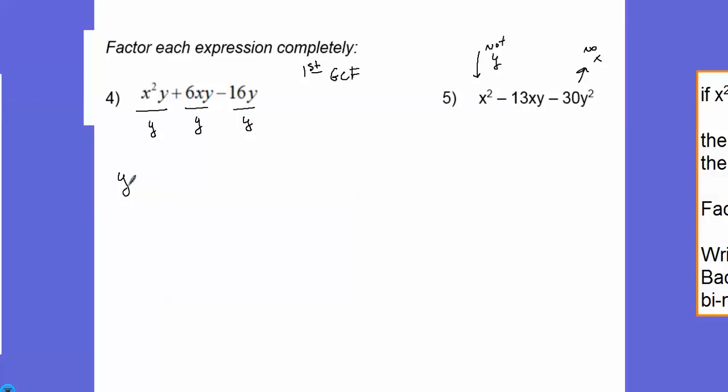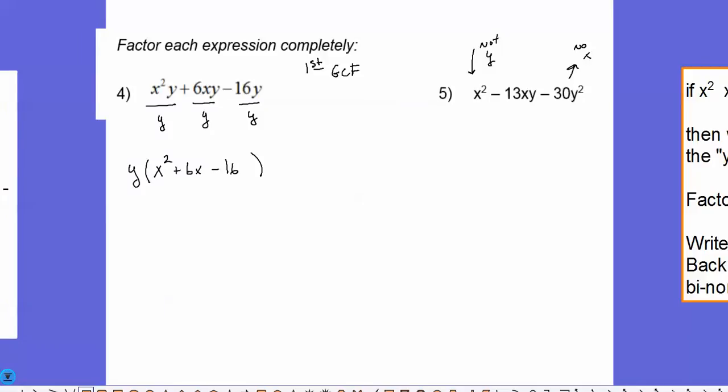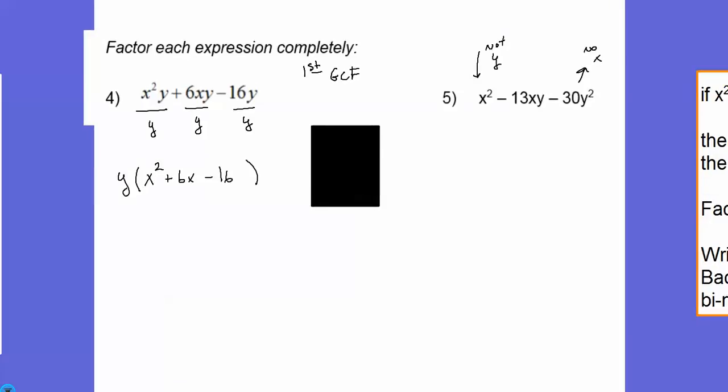I write the GCF out front. Here, I am left with x squared plus 6x minus 16. Following the next several steps, I recall that this a does equal 1, so I'm moving on to step number 2, where I'm going to factor apart the c. The c in this particular case is going to be 16. 1 multiplied to 16, 2 multiplied to 8, 3 does not work, and 4 will multiply to 4.